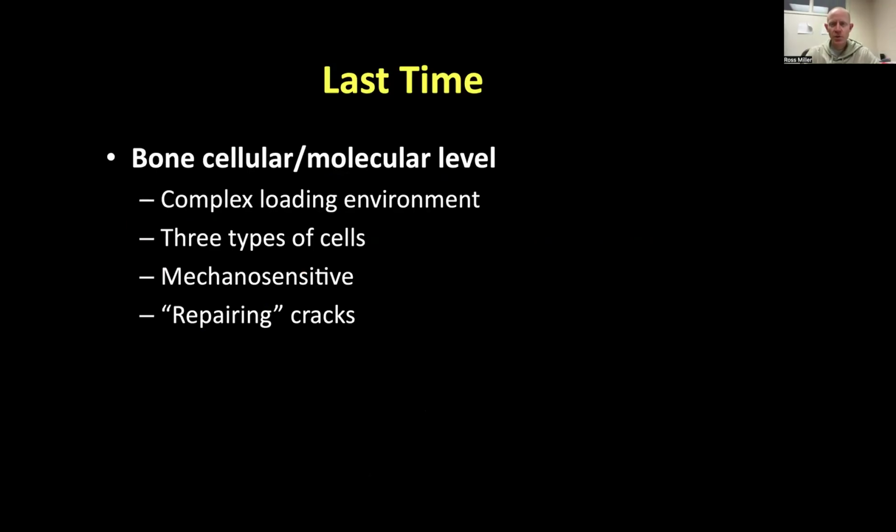Last time we talked about bone at the cellular slash molecular level. Bone undergoes a complex loading environment due to its complicated geometry, considerably more complicated than cartilage. And perhaps because of that complicated loading environment, the cellular organization of bone is more complicated than cartilage. Cartilage had just one type of cell. Bone has three types of cells: osteoblasts, osteoclasts, and osteocytes.